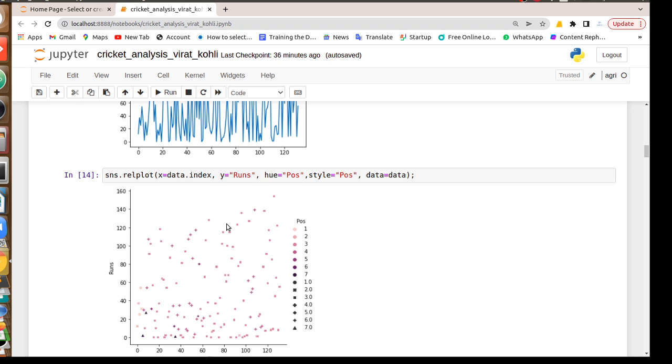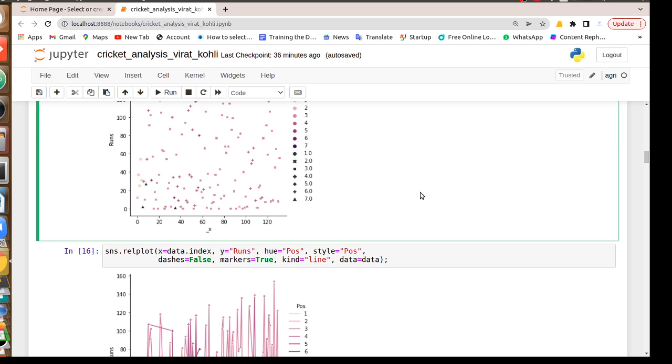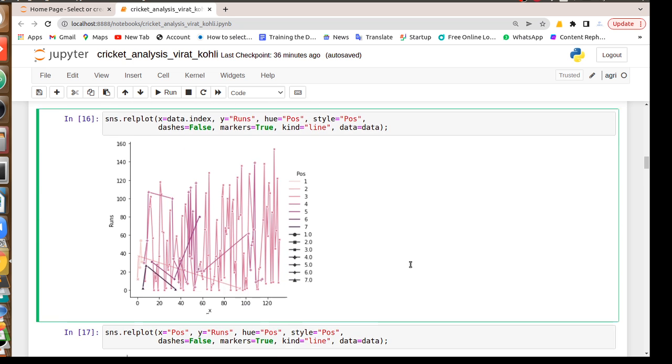The West Indies Caribbean leagues, the Big Bash, everyone is now hiring data scientists or data analytics teams to get good results.